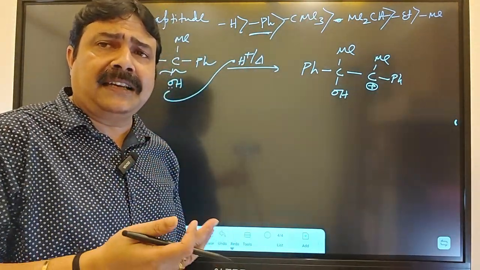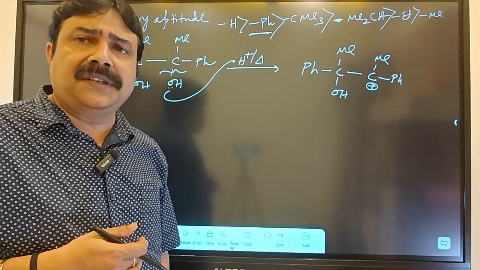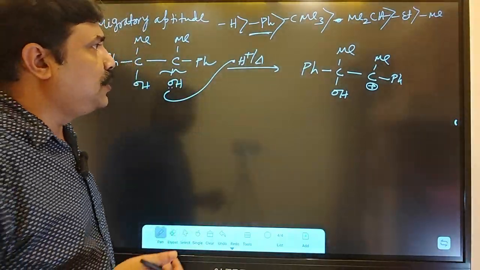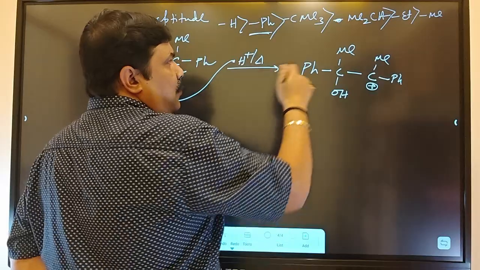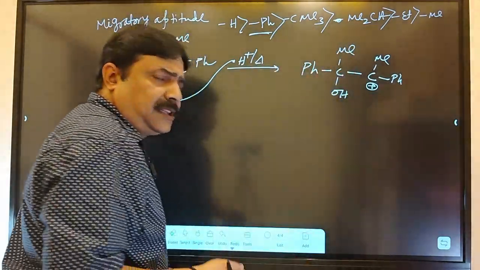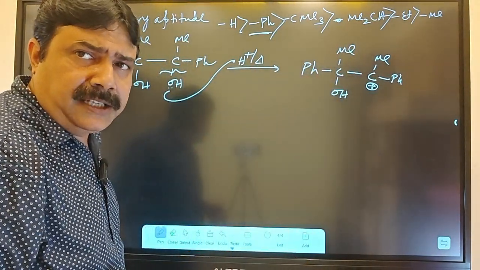Migratory aptitude is directly proportional to the electron density of the group. So if you look at it, who will migrate here? Phenyl will migrate. Some people will think, sir, how is phenyl not the anti-to-leaving group?